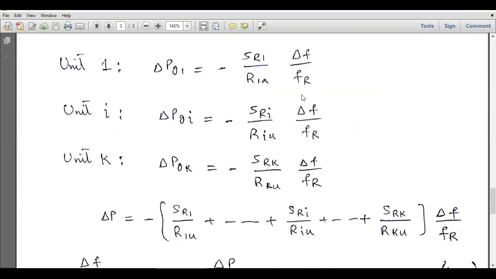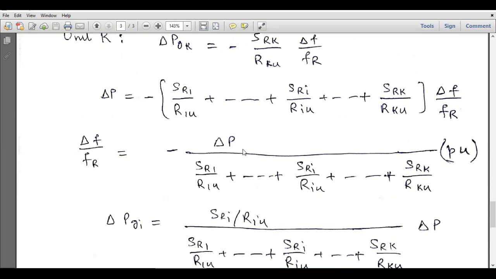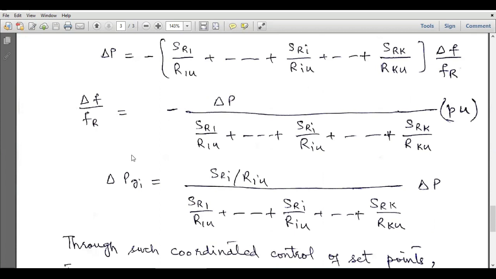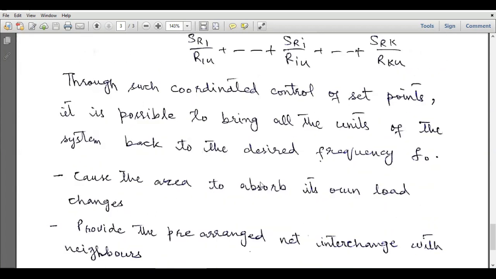Now we can evaluate the individual PGs. So delta PGI is equal to minus SR1 over R1A multiplied by delta F over FR, and this is our delta F over FR. So this minus sign will be cancelled out with this minus sign, and delta PGI will be equal to SRI divided by RIU divided by this expression multiplied by delta P. So this is our delta PG for the individual generating unit.